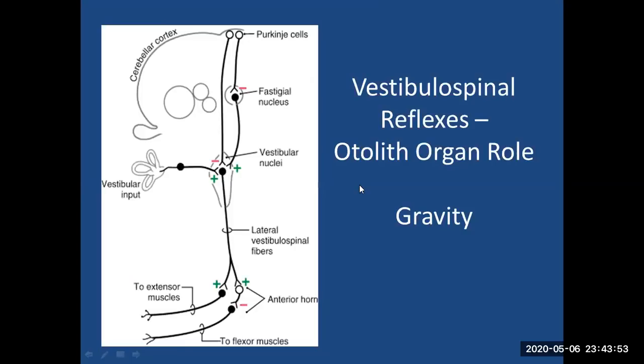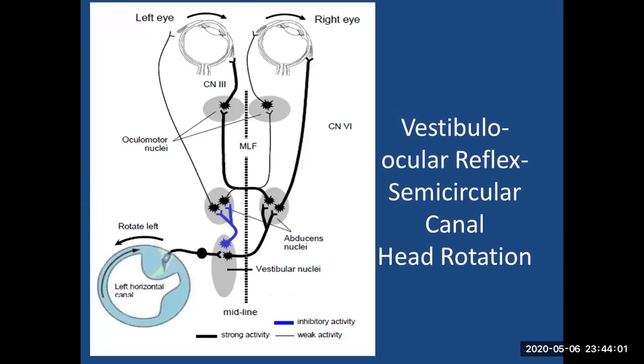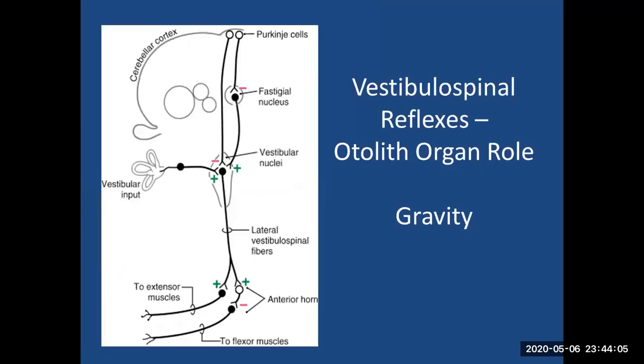The vestibulospinal reflex deals with the otolithic organ. Vestibulospinal is for the otolithic organ, and vestibulo-ocular is for the semicircular canal. So please remember this point. Vestibulospinal is when you are walking or maintaining a posture. Here your vestibular system and your cerebellar cortex are at maximum stimulation.